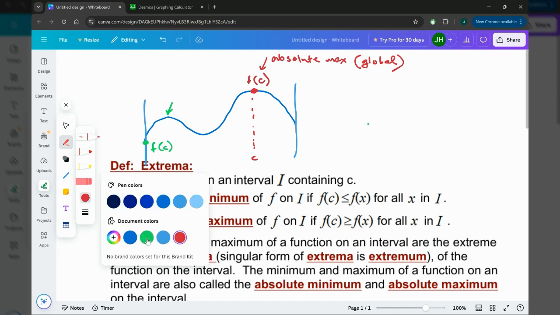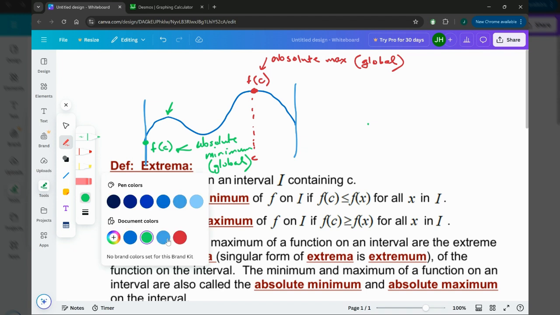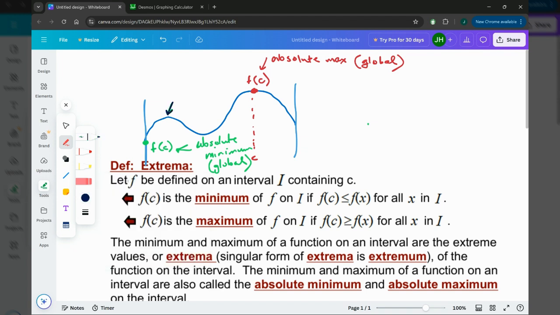This point I have over here in the green, this one is an absolute minimum. It is the lowest point on the entire graph. Sometimes, again, it's called a global minimum. Now, like I said, when we're looking at other points here, this point right here is not an absolute maximum. We'll discuss that in a minute. Okay? This point right here is not an absolute minimum. Those 2 points are called relative maximums or relative minimums.